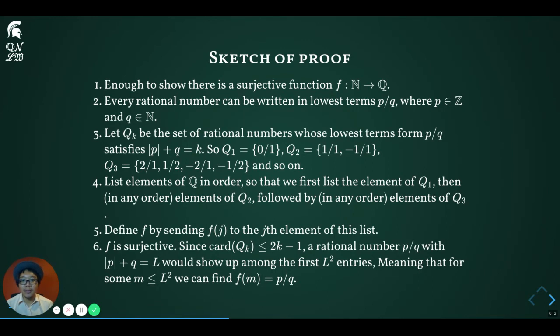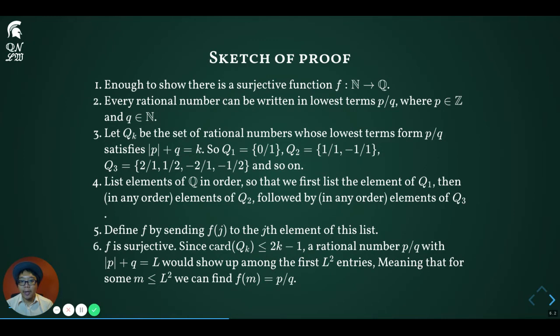What we will do is list the elements of Q in order by first listing the elements in Q1, followed by those in Q2, and then Q3, and so on. Within each Qk, the order doesn't particularly matter, but we can list them from the smallest to the largest to give a sense of definiteness.